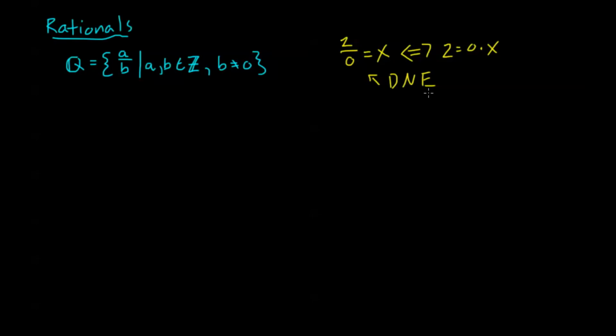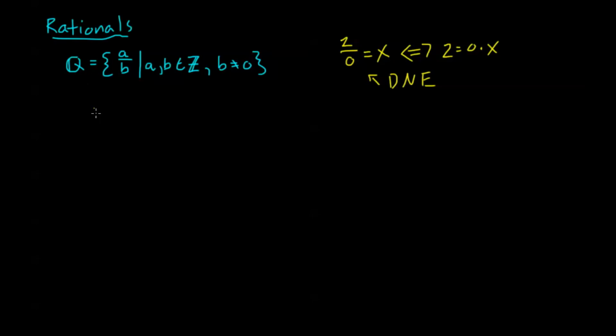So we need that restriction. We don't just want B to be an integer. We need B to not be equal to 0 in order for these rational numbers to be well defined. We want all of these to actually be something, and we don't want anything in this set that is undefined.